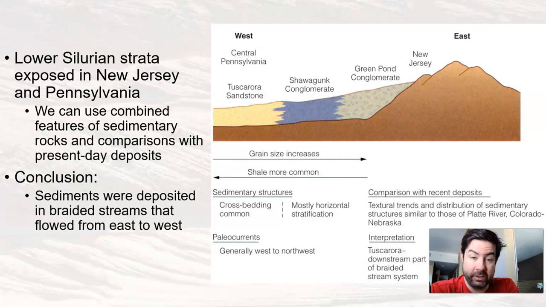So the conclusion is that sediments were deposited in braided streams that flowed from east to west. Now in the area, all streams flow west to east down to the ocean. So this must have occurred when the geology of the East Coast was a lot different. Remember, plate tectonics plays a part in all that.